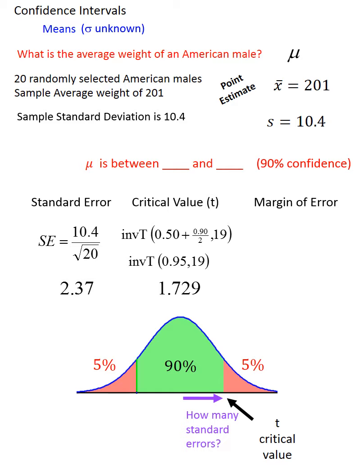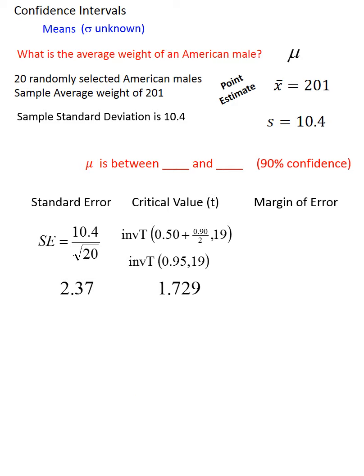Now, the way most calculators and software design the inverse t function is they want the area under the t-distribution to the left of the critical t-value that I want. And since the area to the left is 95%, which basically comes from 5 plus 90, you can see the rationale for the formula that's shown above. One way or the other, there's my critical t-value.